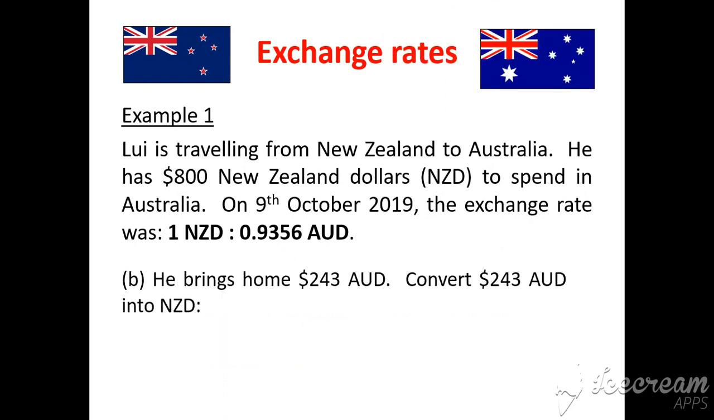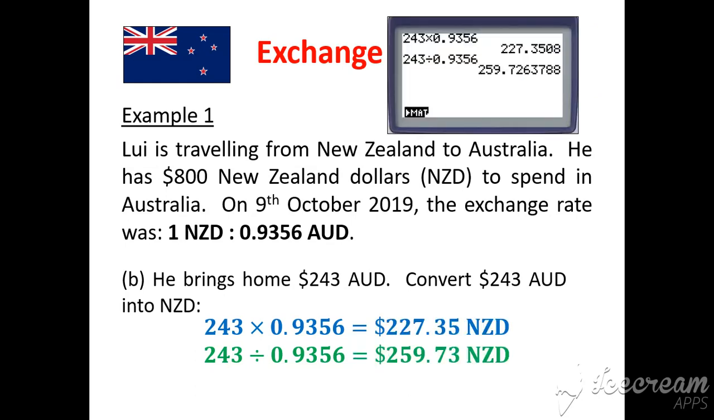Right, part B. He brings home 243 Australian dollars with him. We're going to convert 243 Australian dollars back into New Zealand dollars. Well, once again, I'm going to do a times and a divide by the exchange rate. So 243 times and divide by 0.9356. Grab my calculator and work out both answers. Now I'm going to work out which is the correct one.